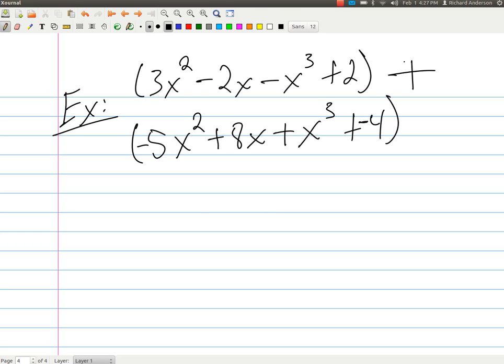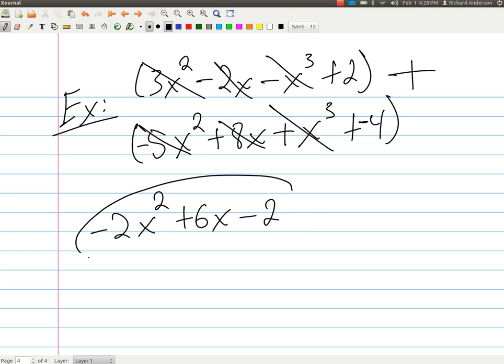3x squared plus negative 5x squared would give me negative 2x squared, like so. Negative 2x plus positive 8x is going to give me positive 6x. Negative x cubed plus positive x cubed right here just happens to cancel out for me, so that's kind of nice. And then, lastly, I've got 2 plus negative 4, which is going to give me a minus 2 at the end, and I'm done with that problem.